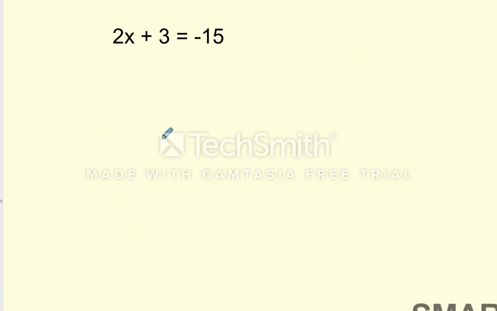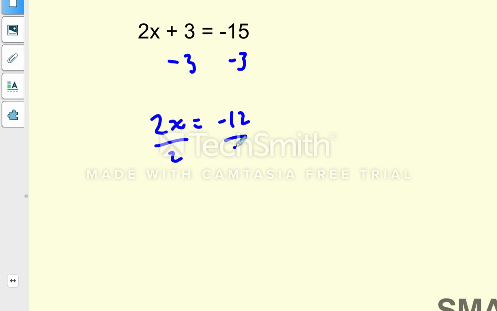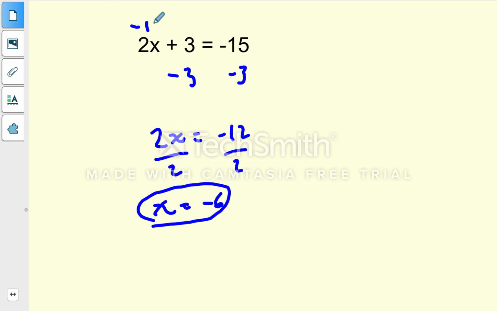All right, this one right here, again, same type of mistake. I just want to show you, I'm going to do something wrong on purpose. See if you recognize my error. So I got x equals negative 6, and if I plug this in, it would say 2 times negative 6. Well, that's negative 12. And if we add 3 to negative 12, you're not going to get negative 15. You're going to get actually negative 9. So my error right here is, again, that negative 15 and negative 3, it shouldn't equal negative 12. It should equal negative 18.